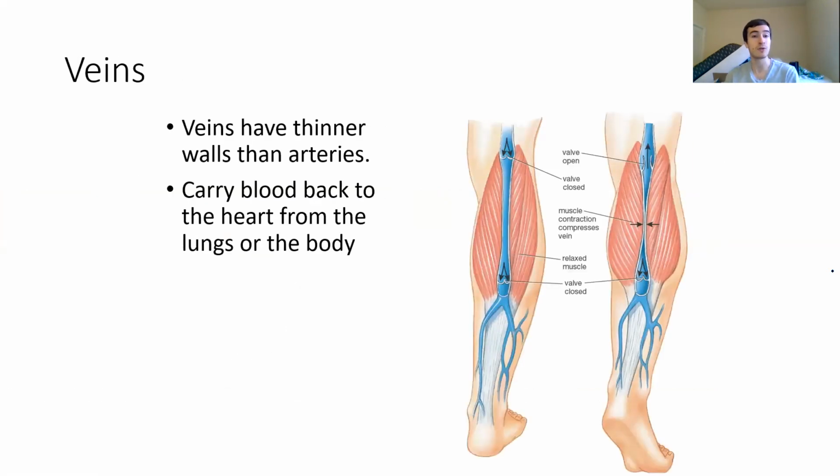Veins have a little bit thinner walls than arteries. Again, they're not quite as intense, and they're all about taking that blood back up into the heart, either from our lungs or from the rest of our body. So if they're going from our toes, they need to fight gravity and pull that blood all the way back up through the veins into our heart.